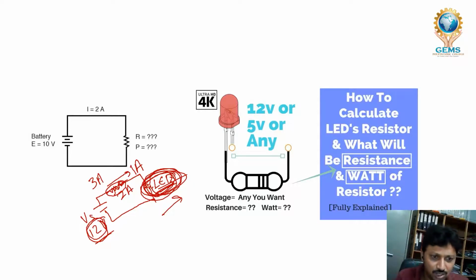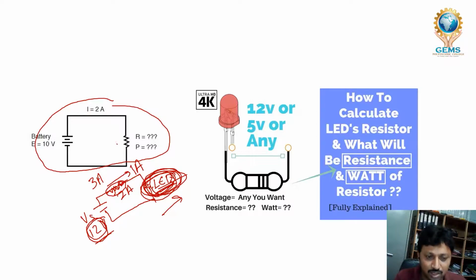So here one circuit is given. In this circuit you are interested to find the resistor and the power dissipation. The supply voltage is 10 volt and the current is already given, it is 2 ampere. What is the resistance value, and what is the power dissipation? When current flows through this resistor, it will dissipate power. So you have to find the resistor.